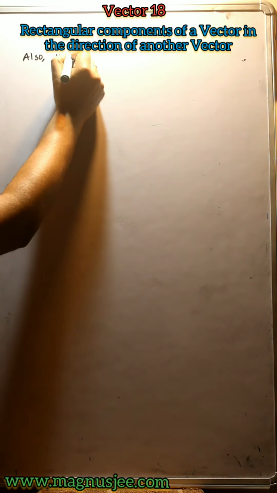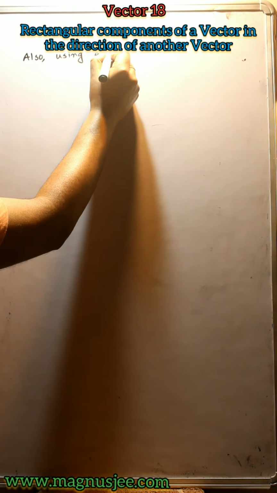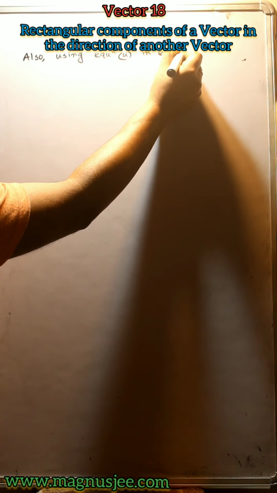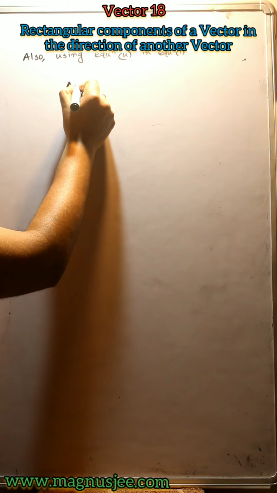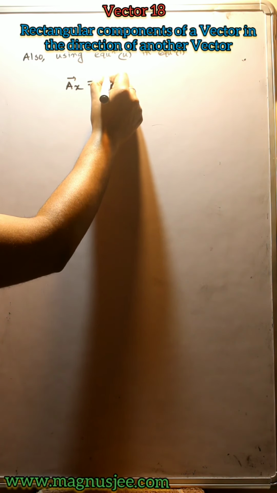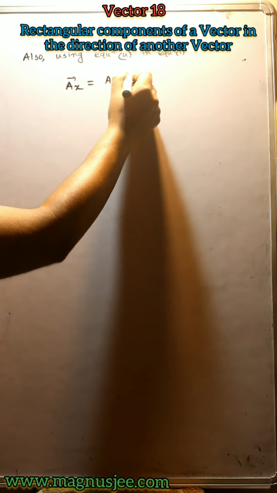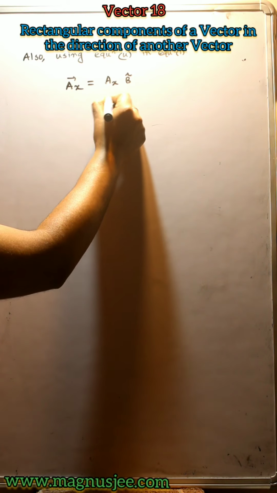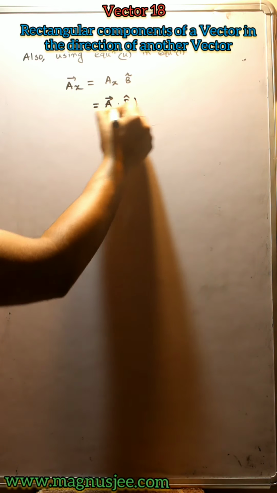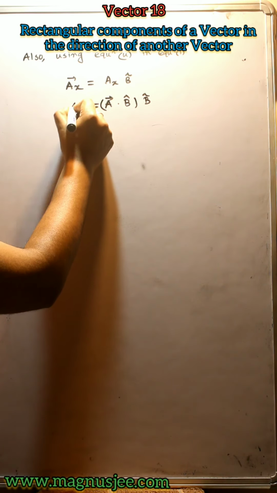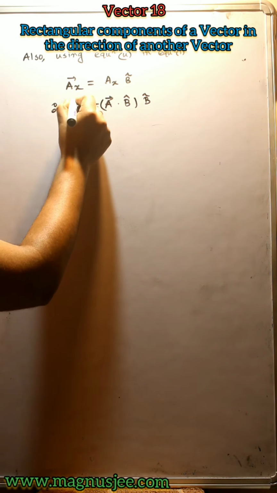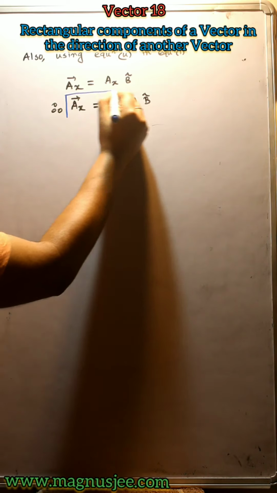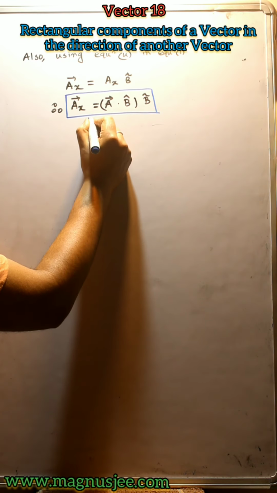Also, using equation 2 in equation 1, we get vector Ax equals mod vector Ax B cap. Now we know that mod Ax equals vector A dot B cap, so this is vector Ax. Vector Ax equals vector A dot B cap, bracket closed, B cap.